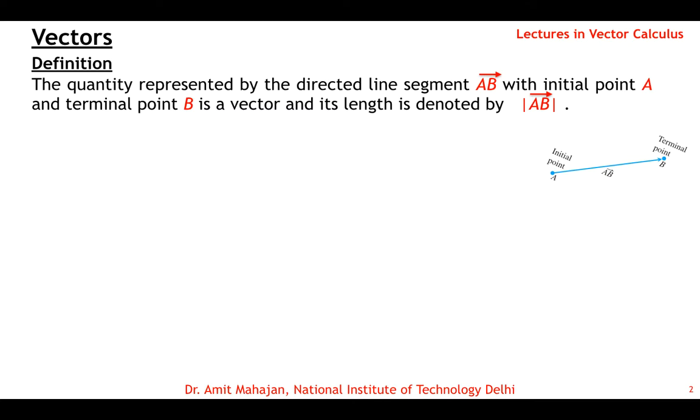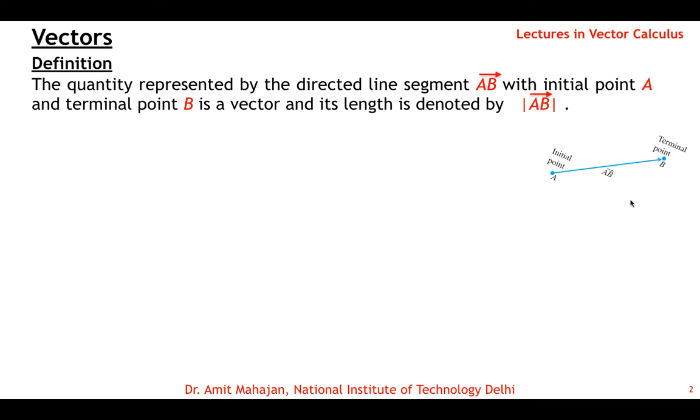So the quantity represented by the directed line segment AB with the initial point A and terminal point B is a vector, and its length is denoted by the magnitude of the line segment. The quantity here can be like force or displacement or velocity, the arrow points in the direction of the action, and its length gives the magnitude of the action in terms of the suitably chosen units.